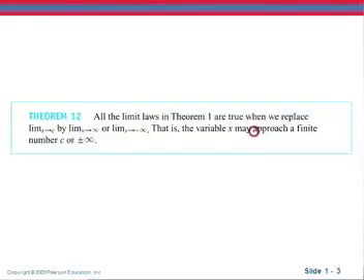Now all the limit laws that we've seen up to this point are true when we replace the limit as x approaches c by the limit as x approaches infinity or the limit as x approaches negative infinity. So x can approach a finite number such as c, or it can approach positive or negative infinity.